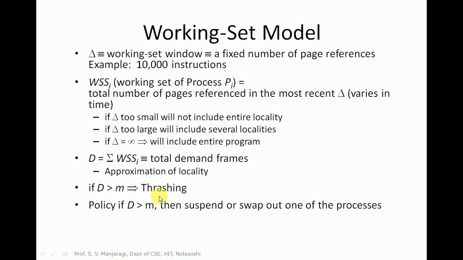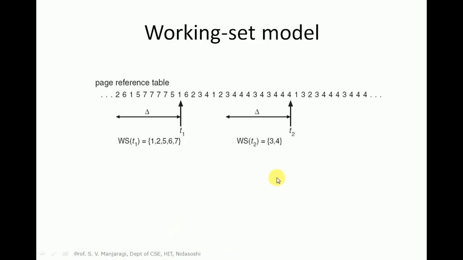Whenever there is thrashing, to minimize it we can adopt a policy: whenever D is equal to M, we can suspend a process from execution, or else we can swap out one of the processes. A process can be temporarily removed from memory to disk. Whenever thrashing occurs, to minimize it, we suspend the execution of a process. It can be swapped out from memory to disk. That is how we can eliminate thrashing. It is shown here.